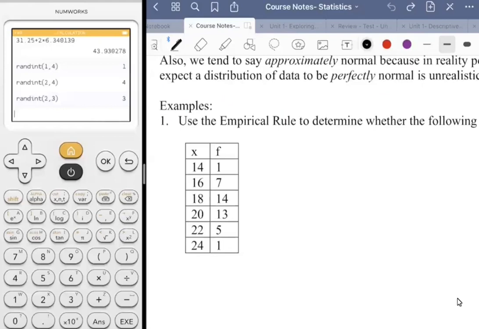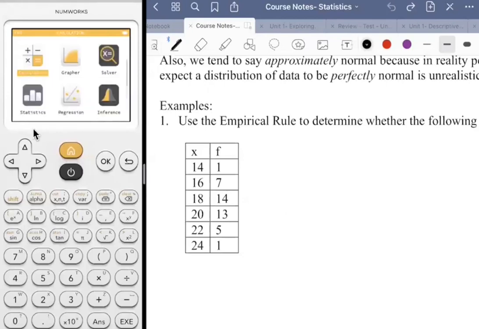So what we're going to do, if we're using NumWorks, this screen is the app, so it's a little nicer, and it's touchscreen. I'm going to go into statistics. So I hit the home button. I'll just jot it down here for NumWorks. You're going to hit home. I can't draw the picture of the house, so I'm just writing home. Statistics.